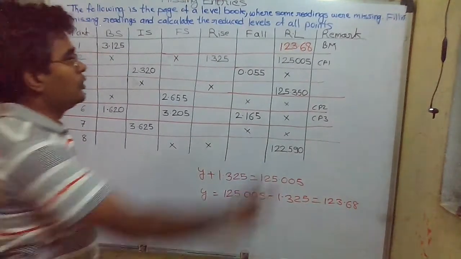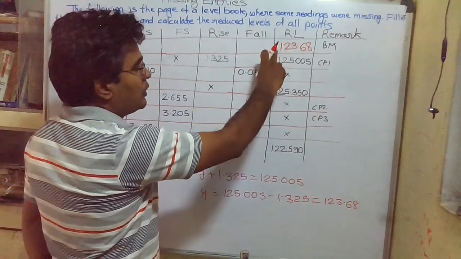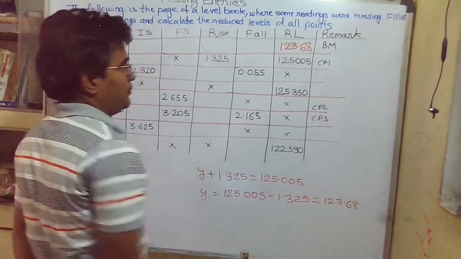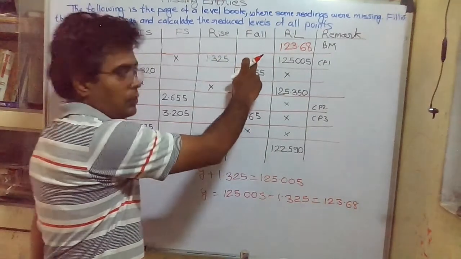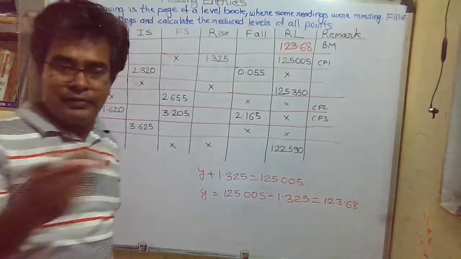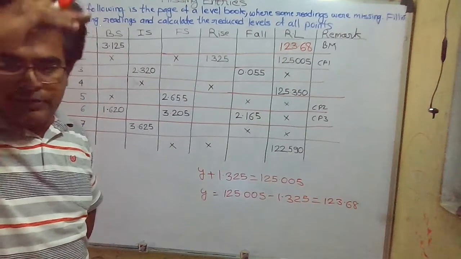Okay, so how did we find it? Just by subtracting this rise from this value. If there would be a fall, what would we have done? For a fall, we would have added. For a rise, we subtract to get the previous value.